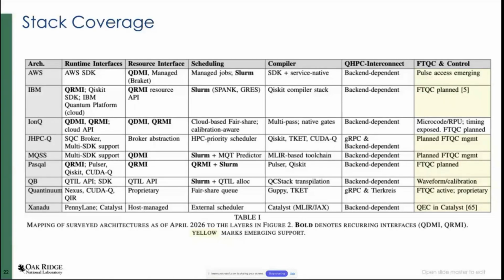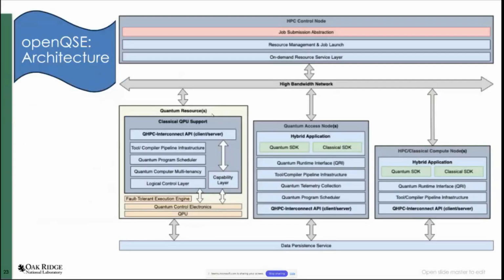In terms of system requirements, have you considered adding to the architecture some parts of storage or monitoring? So we do have this quantum telemetry collection, which collects, and then we have the data persistence service down here, which does what I think you're thinking about, right?